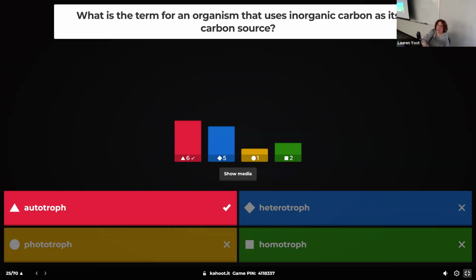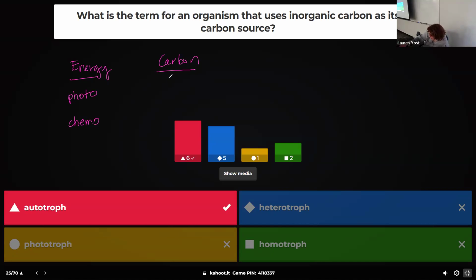Alrighty, so this is getting back to all of our trophs and dealing with where you are getting your energy and where you are getting your carbon. What kind of troph are you? If we're talking about where your energy is coming from, it can either come from the sun, which we call phototrophs, or it can come from chemical breakdown, what we call chemotrophs. Chemotrophs break down chemicals to get energy. That's what we do, right? Phototrophs get energy from the sun.